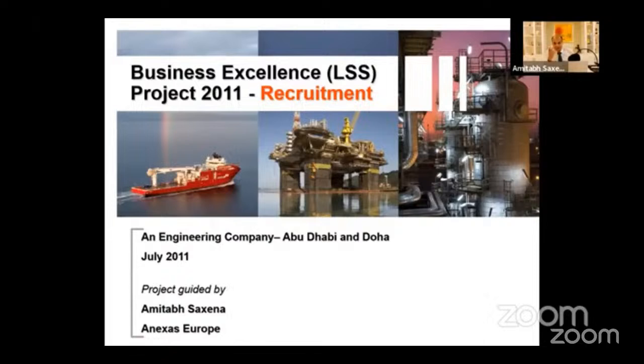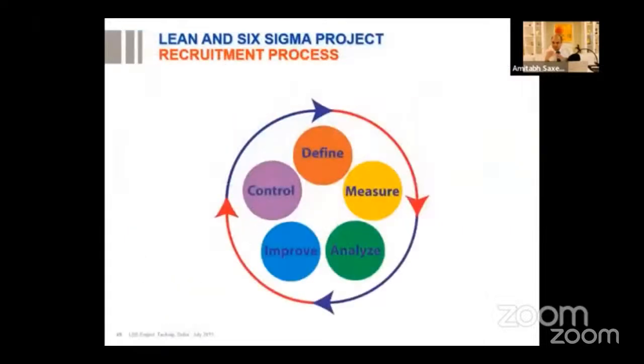Now let us look at one engineering company which wants us to reduce the recruitment cycle time. So what will we do? We will follow the DMAIC approach: define, measure, analyze, improve, and control. In the define phase, you first write the project charter. The first thing is, when you want to do any project, you have to have a team. Alone, you cannot achieve anything. Whatever you want to improve in an organization, you cannot do it alone. So you form a team.